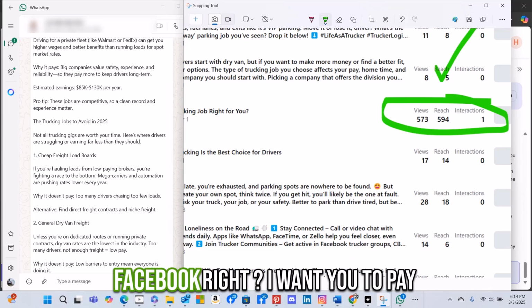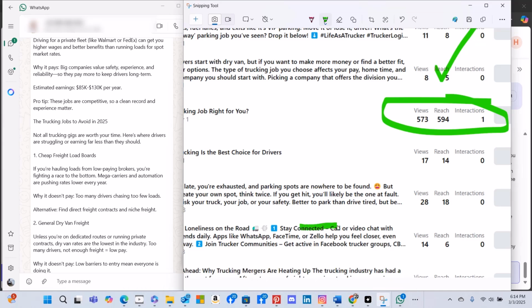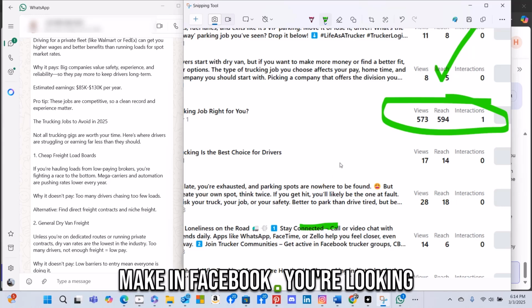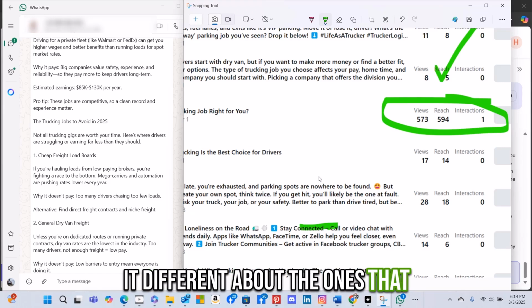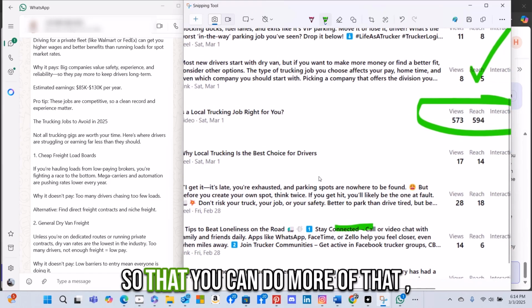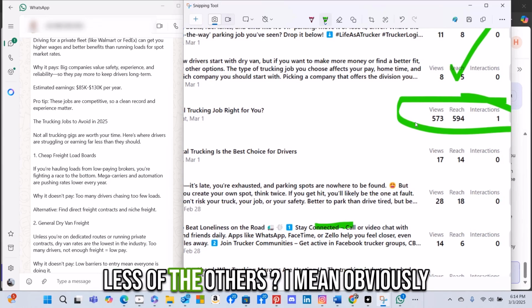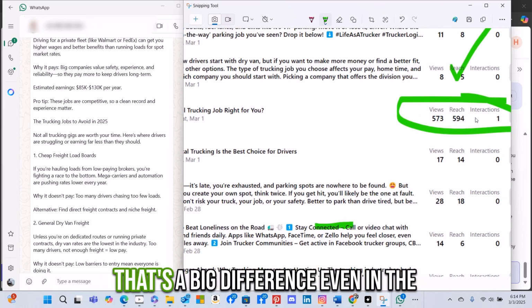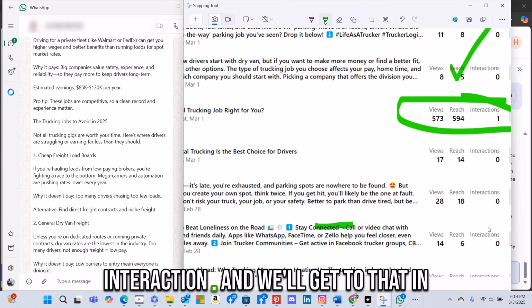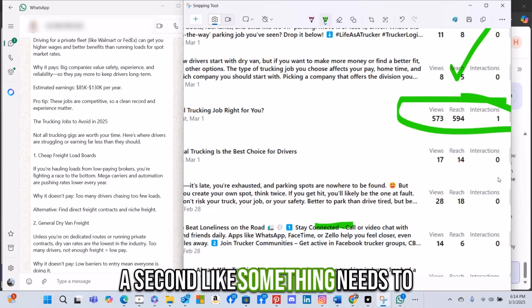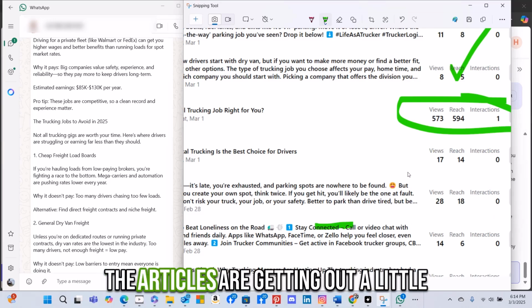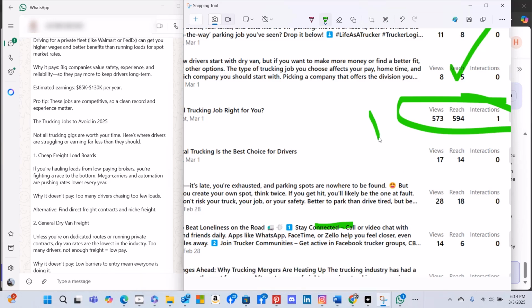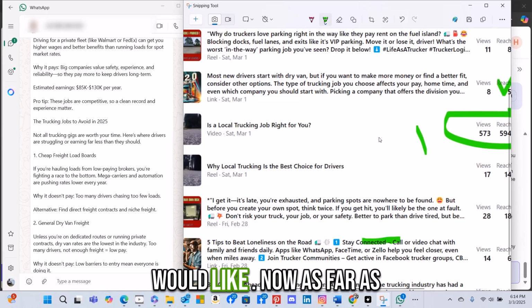All right. So this is in Facebook, right? I want you to pay attention to the posts that you make in Facebook. You're looking for the ones that stand out. What is different about the ones that stand out, so that you can do more of that, less of the others? Obviously, that's a big difference, even in the interaction. Something needs to change with this lack of interaction. The articles are getting out a little bit, but people are not responding the way I would like.